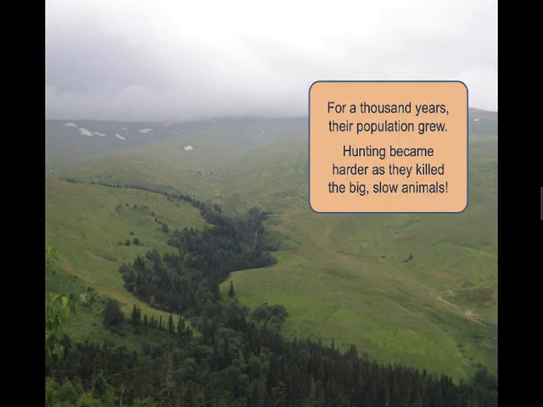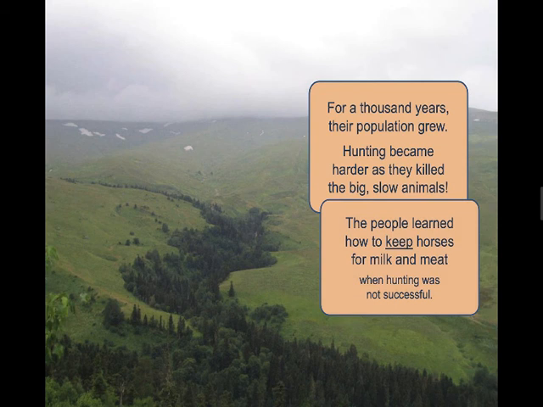For 1,000 years, their population grew. Hunting became harder as they killed off the big, slow animals, including at least 3 of the 5 species of horses that were there at the time. The people learned how to keep horses for milk and meat when hunting was not successful.